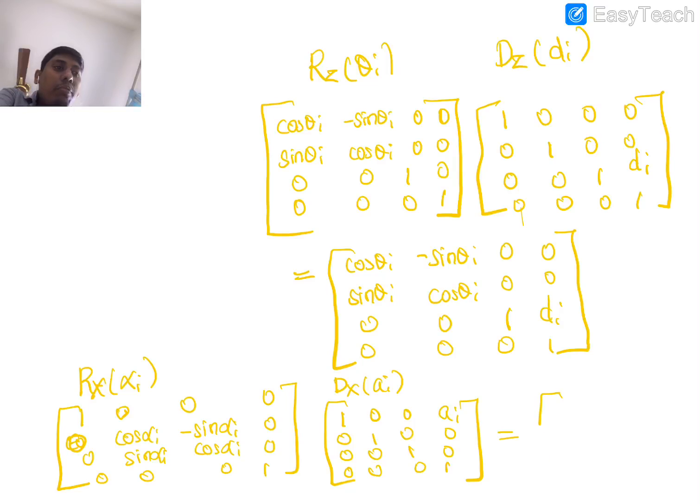So now what this matrix multiplication will give: the first row first column is 1, the first row second column is 0, the first row third column is 0, the first row fourth column is ai, and the second row first column becomes 0, the second row second column would be cos alpha I, the second row third column would be minus sin alpha I, and similarly it is 0. Like that you can go again.